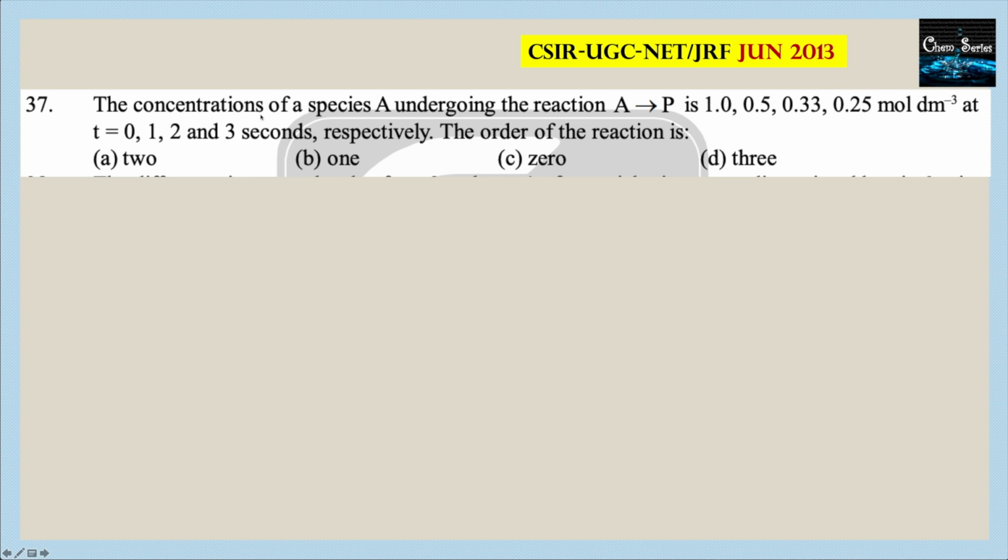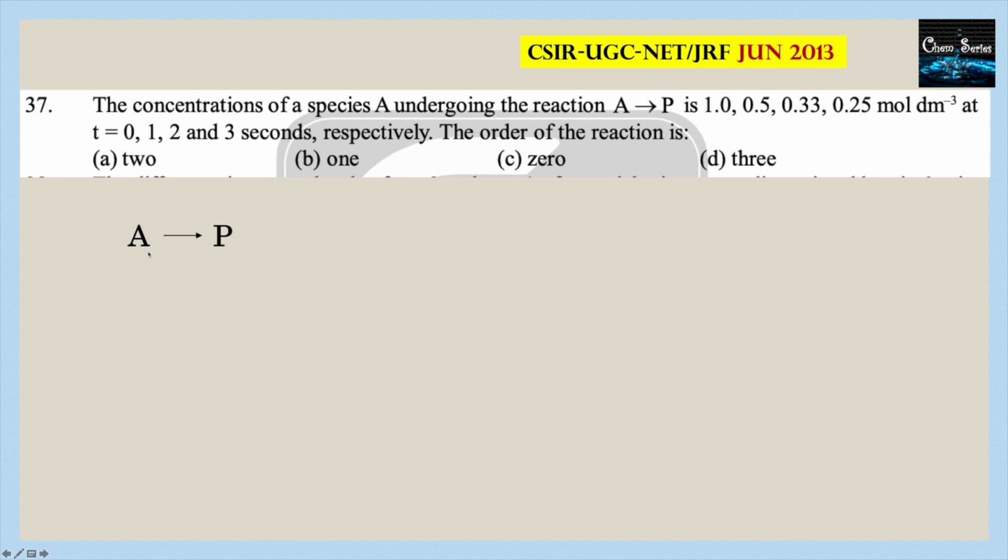Here, the concentration of a species A undergoing the reaction A gives product is 1, 0.5, 0.33, 0.25 mol per litre at T equal to 0, 1, 2 and 3 seconds respectively. The order of the reaction is? So they are asking us the order for A gives product, and they have given the concentrations and at which time these concentration changes, that is also being given.